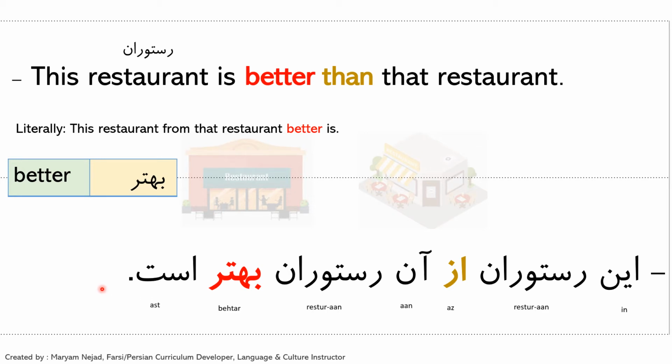The informal is not that different. آن becomes اون and بهتر است is بهتره. So this sentence in informal and a little bit faster is این رستوران از اون رستوران بهتره.